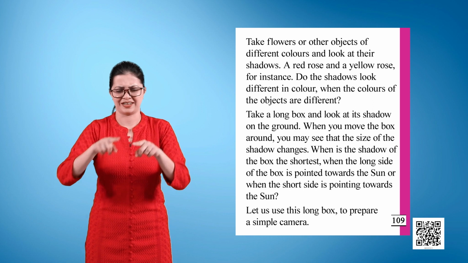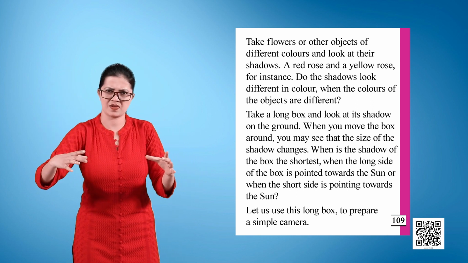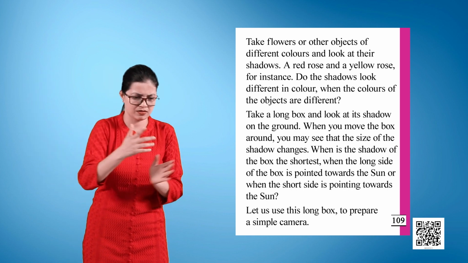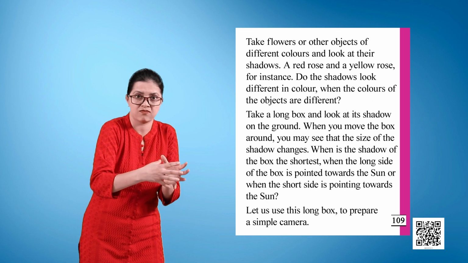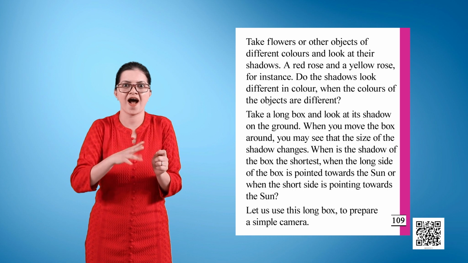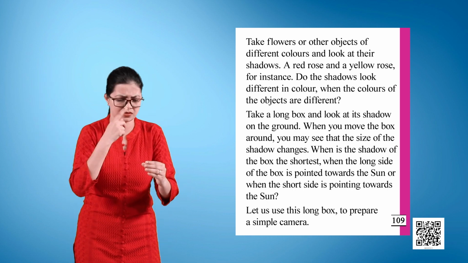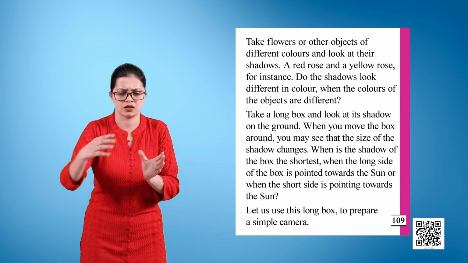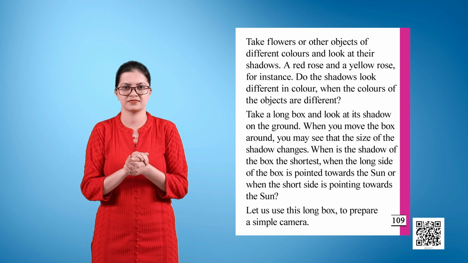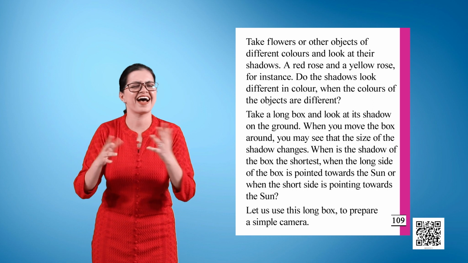Take a long box and look at its shadow on the ground. When you move the box around, you may see that the size of the shadow changes. When is the shadow of the box the shortest? When the long side of the box is pointed towards the sun, or when the short side is pointing towards the sun? Let us use this long box to prepare a simple camera.